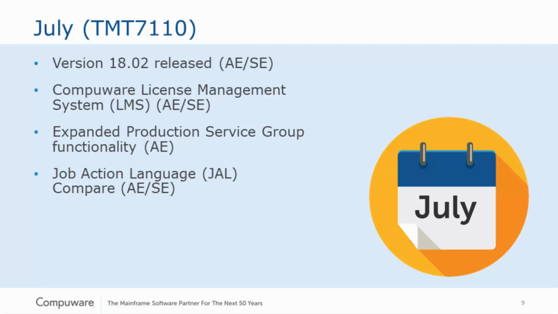And one of the things that we added here was integration to the Compuware License Management System, or LMS. And that was both for AE and SE. And we'll talk a little bit more about that in the next couple of slides. We also added the Production Services Group functionality. We expanded that in AE, so there was a little bit more work that we needed to do, and we added that in July. And then we added another neat thing called the Job Action Language, or the JECL compare, and that was for AE and SE.